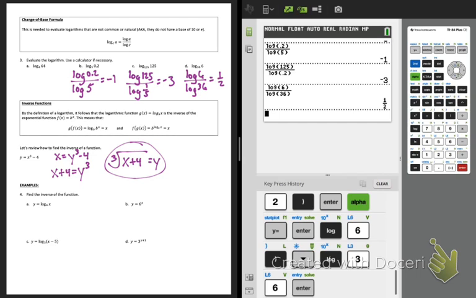So for A, I have y equals log base 4 of x. Goal here is to find the inverse. I'm going to switch the two variables. So I'm going to have x equals log base 4 of y. Now, the goal is to get the y by itself.